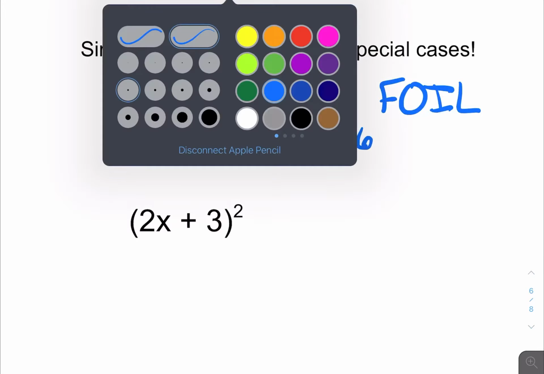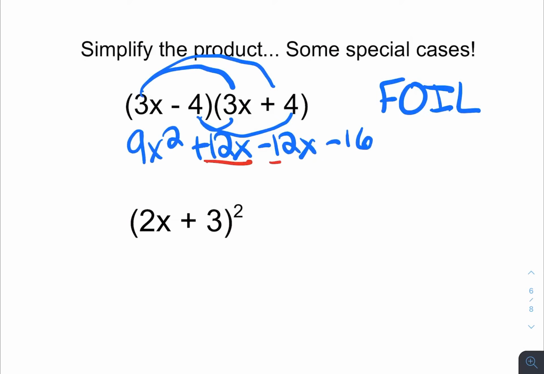So why is this a special case? Notice our x values end up canceling out. We get 9x squared minus 16.